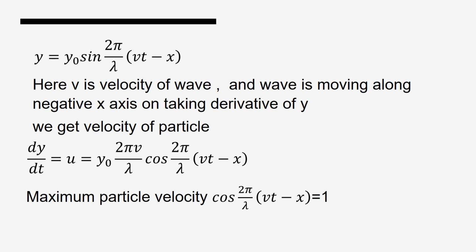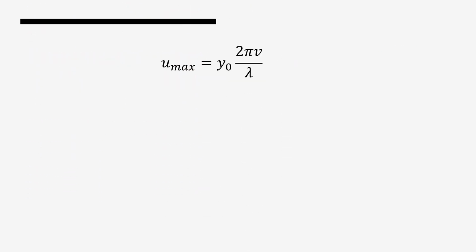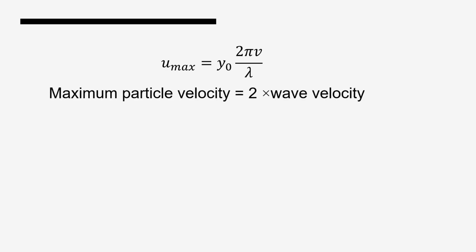To find the maximum particle velocity, we set cos(2π/λ (vt − x)) equal to 1. This simplifies our equation to u_max = y₀ · 2πv/λ. Maximum velocity of the particle is equal to 2 times the wave velocity. On substituting the value of maximum particle velocity and wave velocity, we get y₀ · 2πv/λ = 2v. On simplifying, we get λ = πy₀.